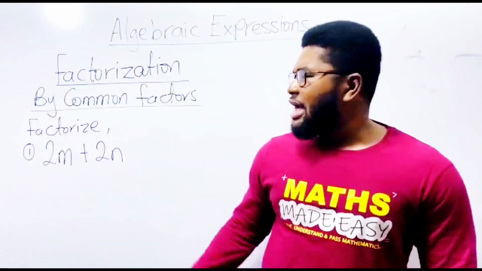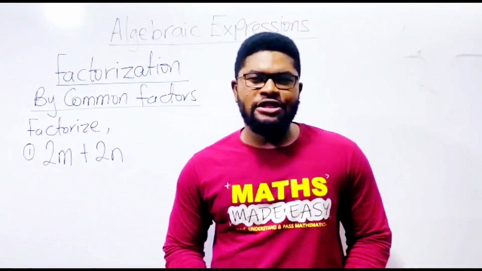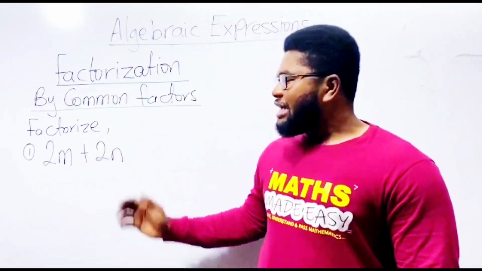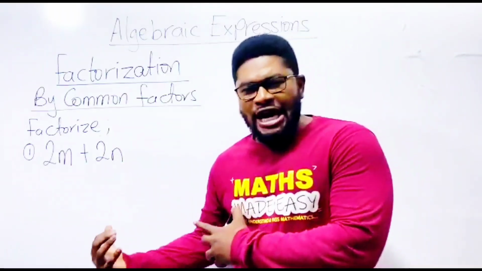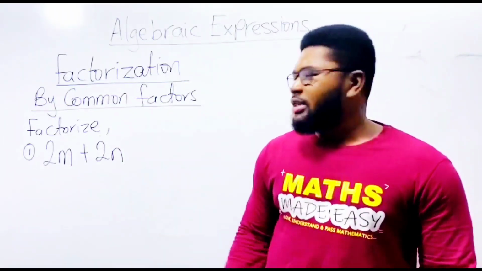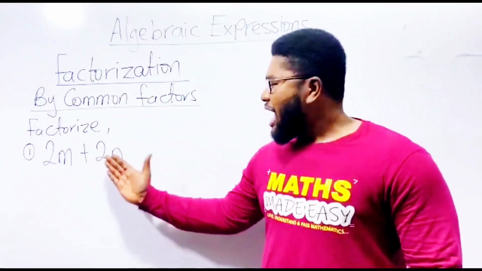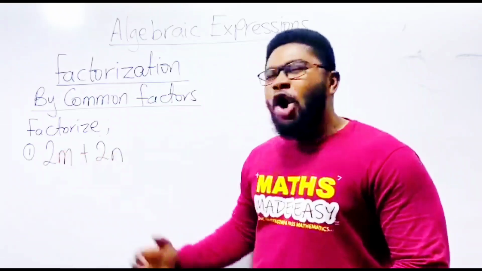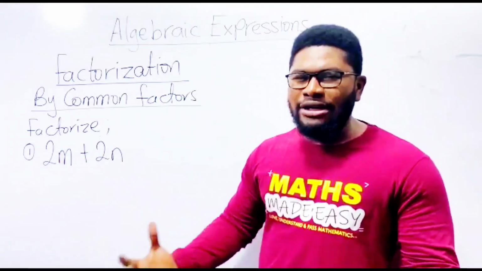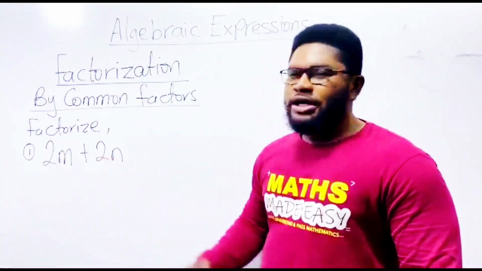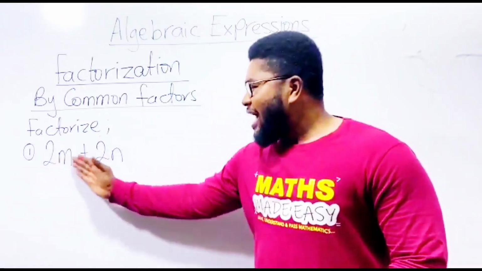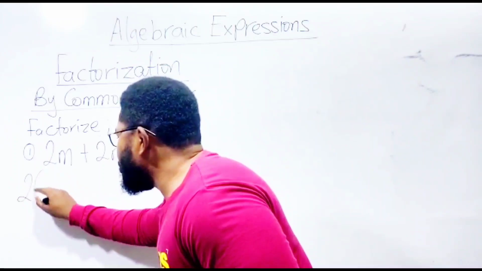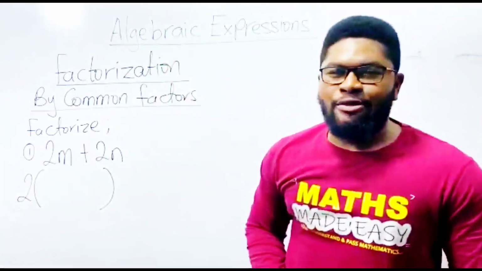Let's take a look at an example under factorization by common factors. It says factorize 2m plus 2n. If we take a critical look at this question, the first term is 2m and the second term is 2n. When we check, we realize that the common factor here is 2 itself. So we'll have to factorize or bring out 2. We open and close the bracket.